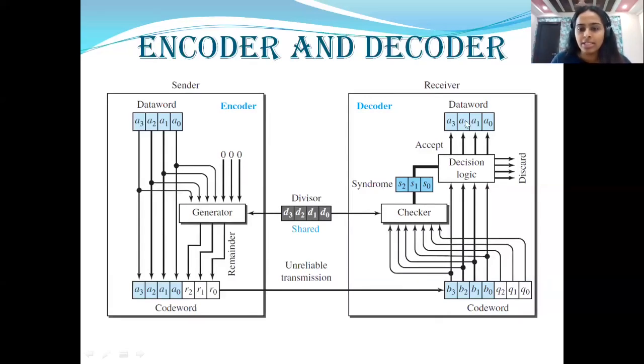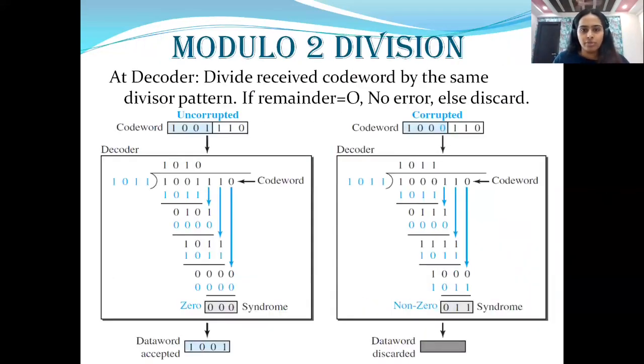This remainder is checked again. If this remainder is 0, then what was received here was the right data word. It was this data word that was received, so it's accepted. If the remainder is anything other than 0, then it's discarded. This is the basic concept of cyclic redundancy check. Modulo 2 division will be explained later.